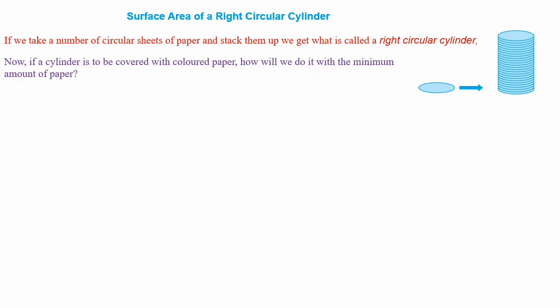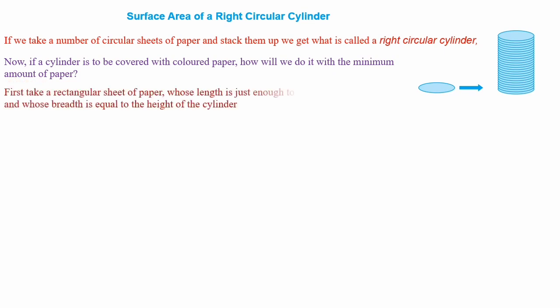If you are asked to cover this cylindrical shape with paper, how will we do it with a minimum amount of paper? That is the question. Here, first we take a rectangular sheet of paper, because we will use it to cover the outside circular portion. That is the portion which is easy for us to cover at first.